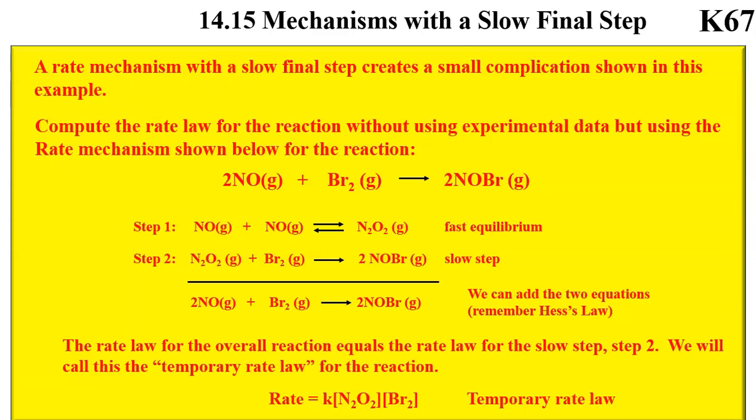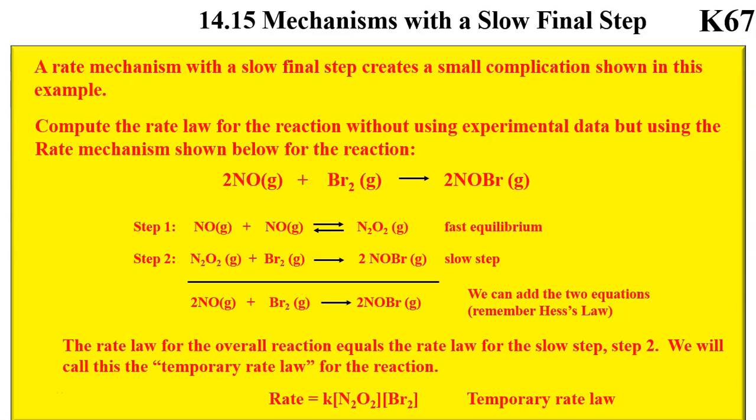We're also assuming that step 1 is the fast step, and that it's in equilibrium, meaning it reaches an equilibrium between the left side and the right side. Step 2 is N2O2 plus Br2 produces 2NOBr, and that's going to be the slow step. So again, you want to be sure you understand that you could add step 1 and step 2 to get the overall reaction down there at the bottom, which is the reaction at the very top. So the rate law for the overall reaction equals the rate law for the slow step, step 2. And we'll call this a temporary rate law.